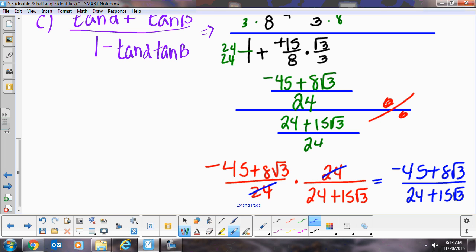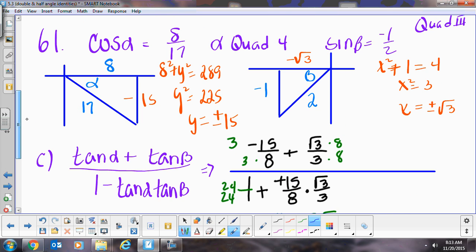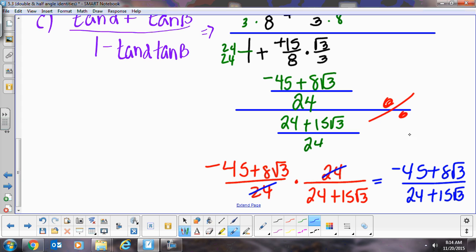I remember getting a 33, but maybe that was one of my problems. Did I do this right? What is 289 minus 64? 225. And negative 15 over 8, square root of 3 over 3. And I've got the right formula, correct? Well, how many got this answer? Then you did great.